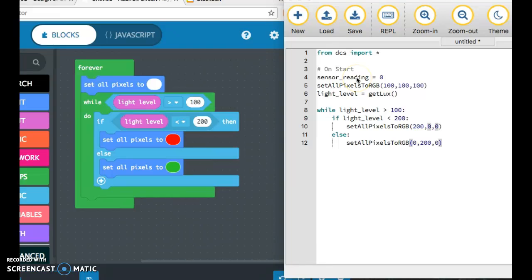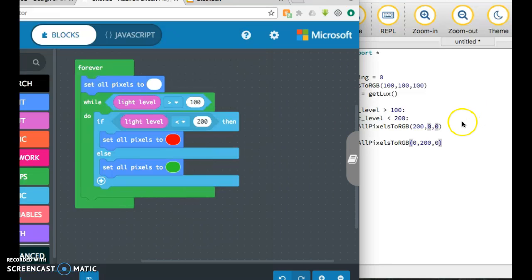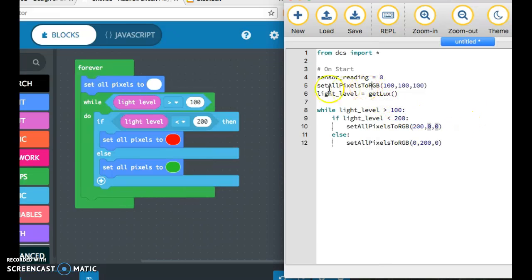In Mu, you have to set the sensor reading as 0 when you start off with. So that's what I did here, while you don't really need to do that in MakeCode. And this block, and this line right here are both setting the pixels to be white in the beginning. And the reason I did that was because I set a parameter on the while loop, so I wanted another color light to show when it's not running inside the while loop.